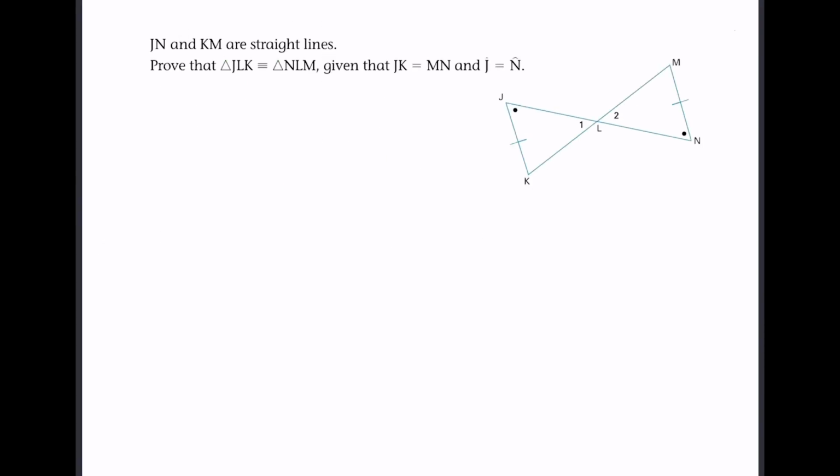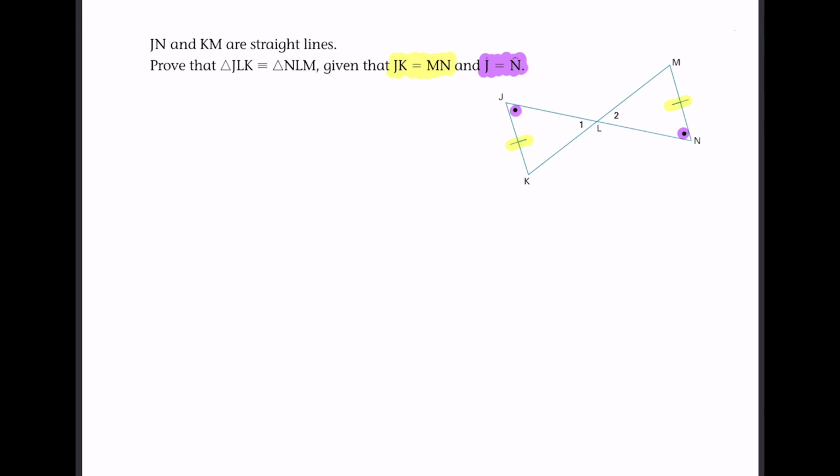Last question. We have lines JN and KM being straight lines. Prove that triangle JLK is congruent to triangle NLM, given that JK equals MN and angle J is equal to angle N. So we're going to just start and check that everything is listed on our diagram. So we have JK equal to MN, that is represented, so that's good. We also have that angle J is equal to angle N. Angle J, it's represented with this little dot, is equal to angle N, which is also represented by the little dot. And I want to prove that the two triangles are congruent.